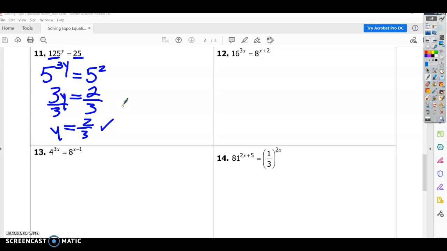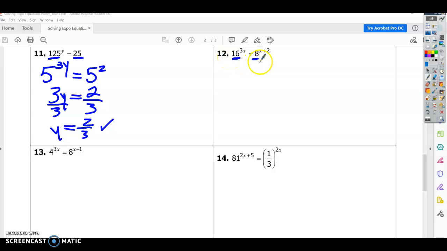So let's look at number 12. All right, so 16 and 8. Neither one of those are prime. And 16 times 2 is 8, but 8 to some power does not give me 16. So in this case, I'm going to have to rewrite both of these to get the same base. All right, so I like to start with the smaller number. It doesn't matter which one you start with, but I'm going to say I can rewrite 8 as 2 to the third power. Now, can I rewrite 16 as 2 to some power? And I can. 2 to the fourth power is 16.